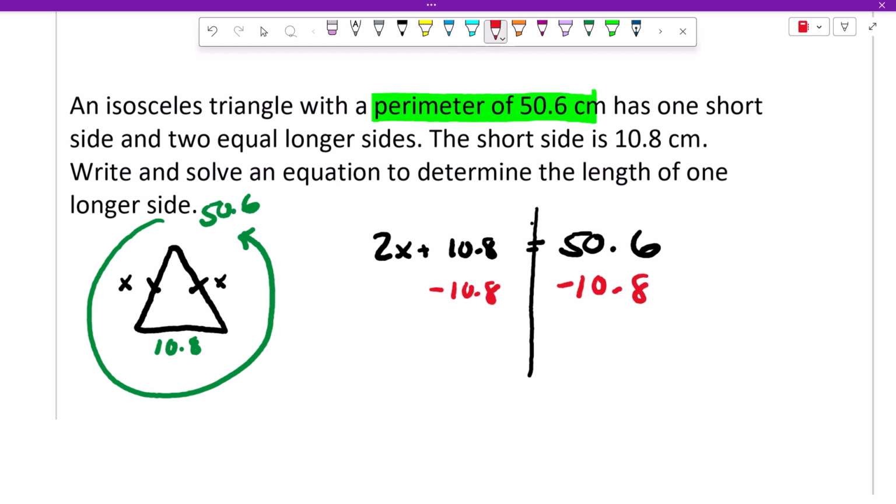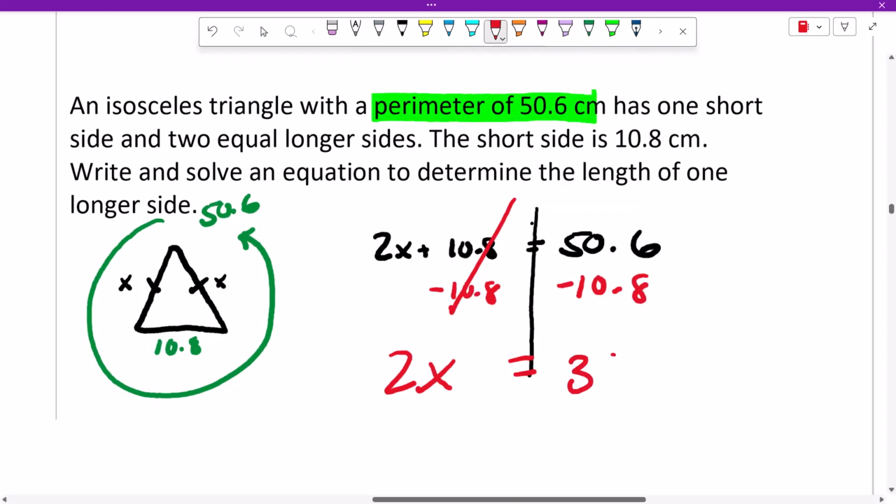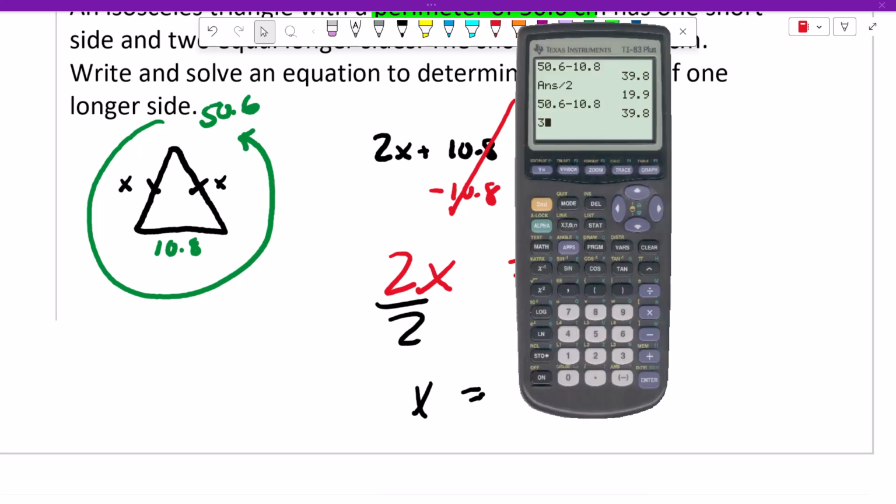Subtract 10.8. The 10.8s go away. You go 50.6 minus 10.8. Yeah, 39.8. Right? Then we want to solve for x, so we need to get rid of that 2. How do we get rid of that 2? Divide by 2. Half of that, 39.8. Divide by 2. Look at my screen.